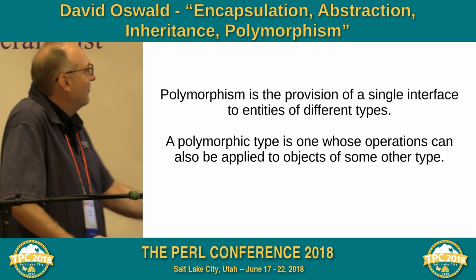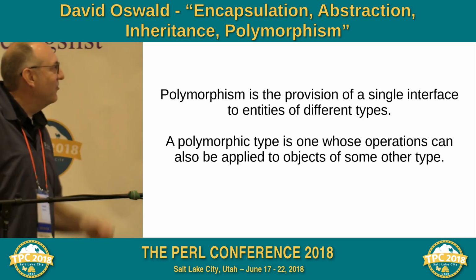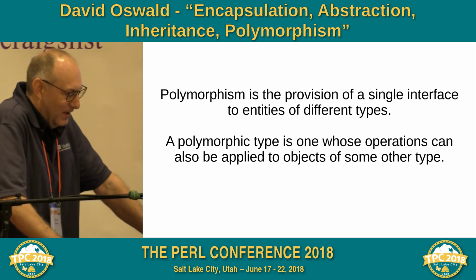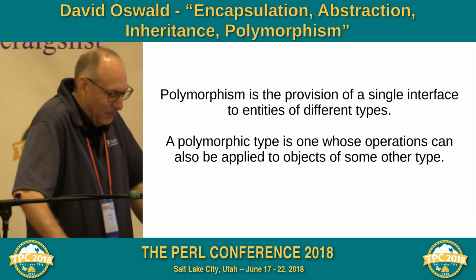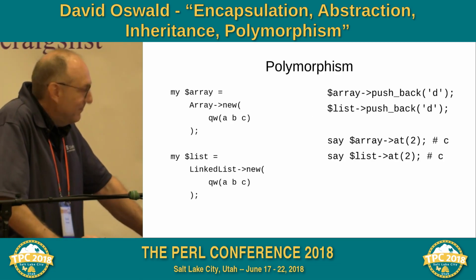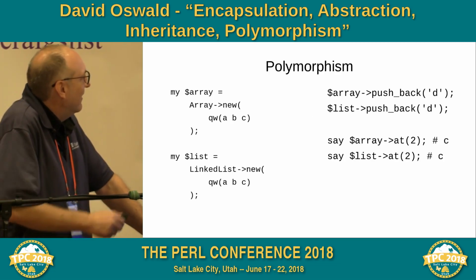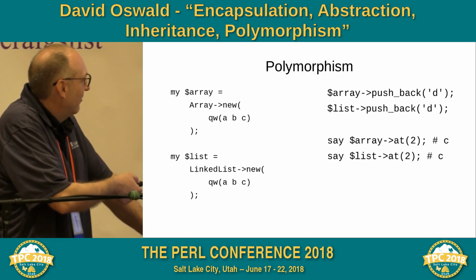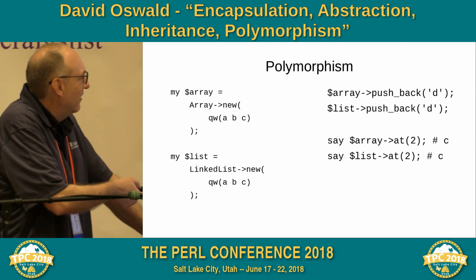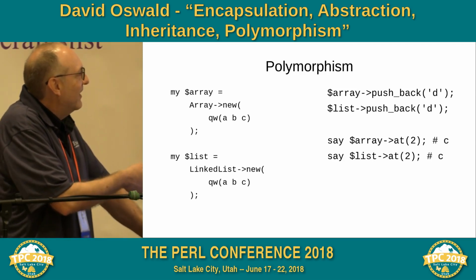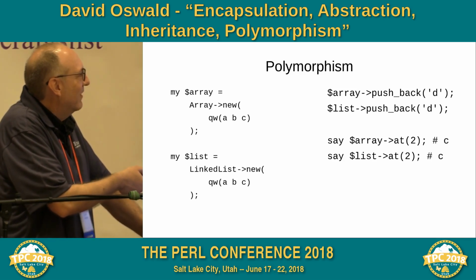So polymorphism is the provision of a single interface to entities of different types. A polymorphic type is one whose operations can also be applied to objects of some other type. Just another example, we have an array. We're going to create an array that contains A, B, and C. Or we're going to create a linked list that contains A, B, or C. Both of those can implement a pushback. Both the array and the list can implement a pushback.